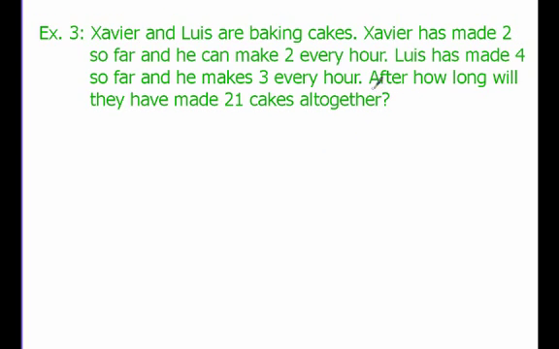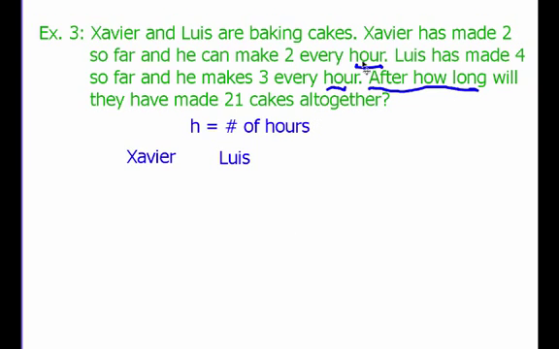So we're being asked after how long, and we see that we're in terms of hours here. So let's use H for hours. And I'm going to write an expression for each one of our 2 people. All right? So Xavier already has 2 cakes made, and he makes 2 every hour. So that's 2H. So we can say that Xavier's expression is 2 plus 2H. Luis has 4, and he makes 3 every hour. So that's like 3H. So his expression looks like 4 plus 3H.